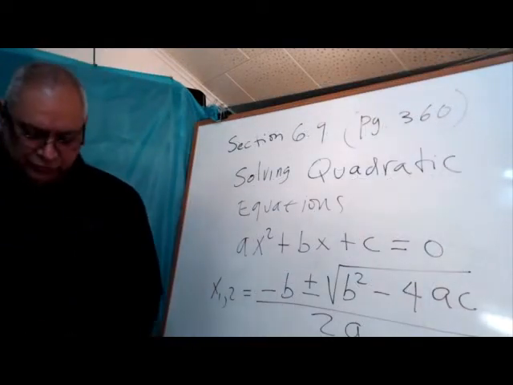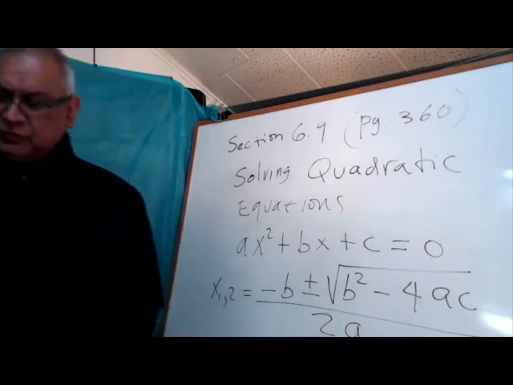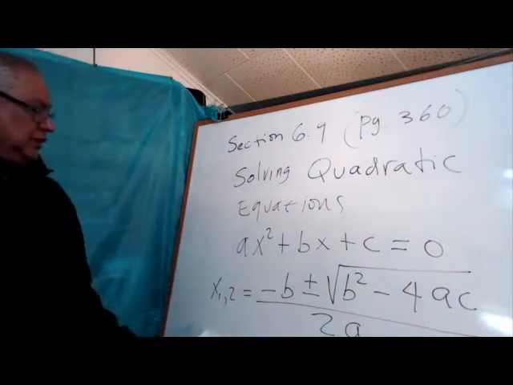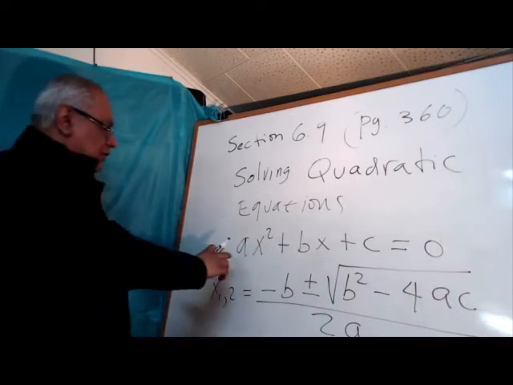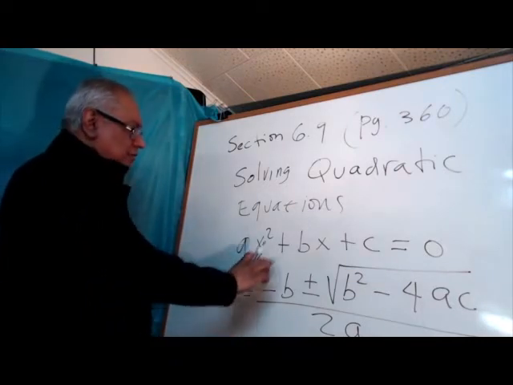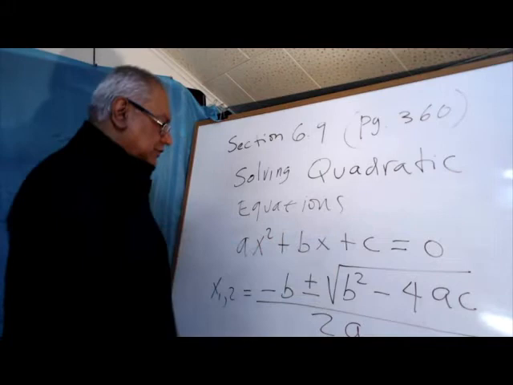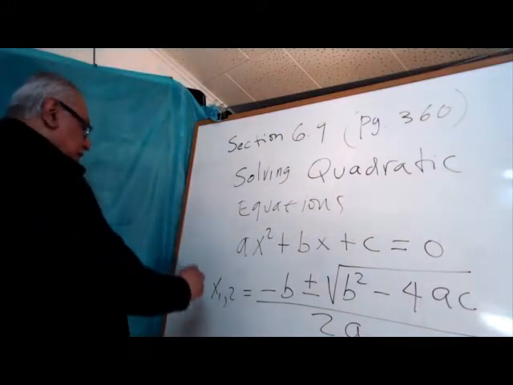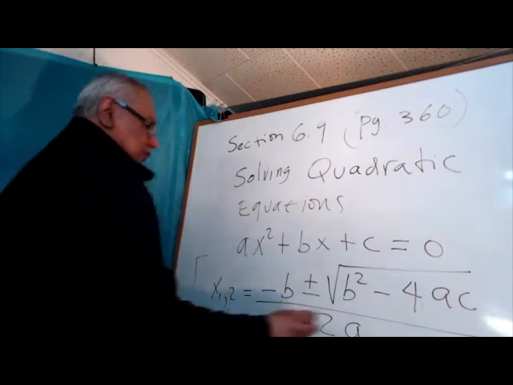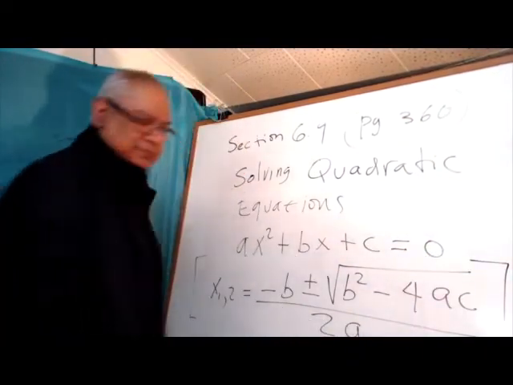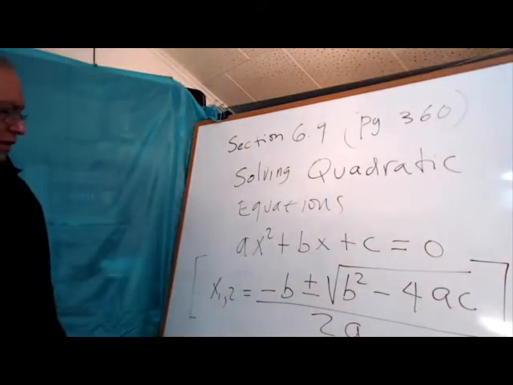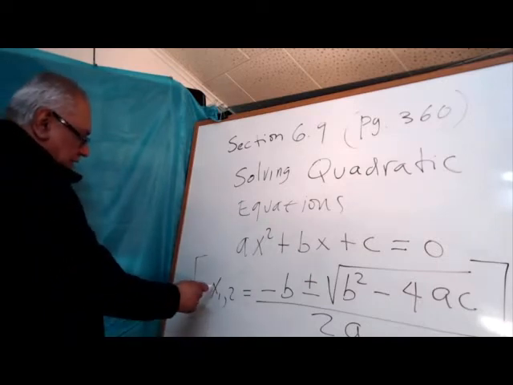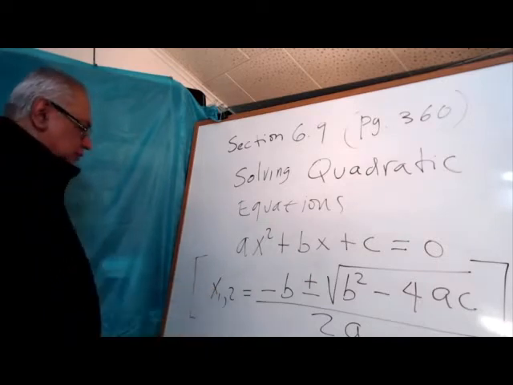Now we are going to move into the area of solving quadratic equations using the quadratic formula. Again, the general form is ax squared plus bx plus c equals 0. And then we have the quadratic formula here that you need to make sure that you memorize. It's important. Basically it says that you have two solutions, x1, 2.